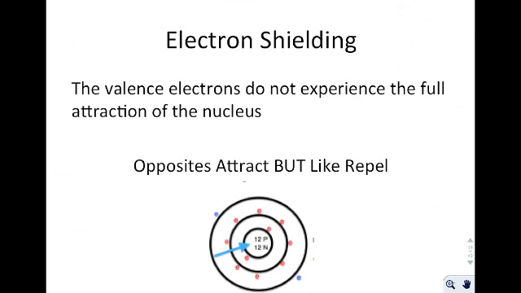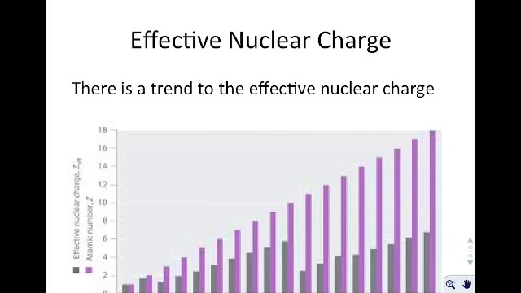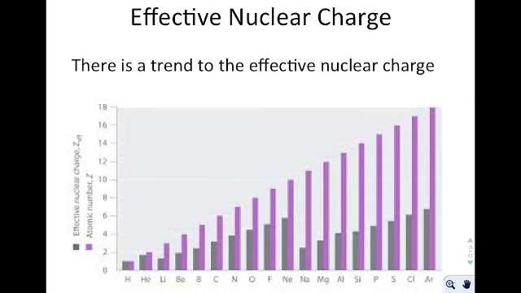Electron shielding: the valence electrons do not experience the full attraction of the nucleus. That's the whole idea, that this electron right here does not experience the same full positive charge because it's got 1, 2, 3, 4, 5 electrons that are kind of in the way. So that's the reason why we have this effective nuclear charge instead of just calculating the charge of the nucleus itself.